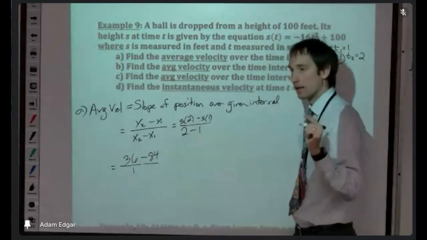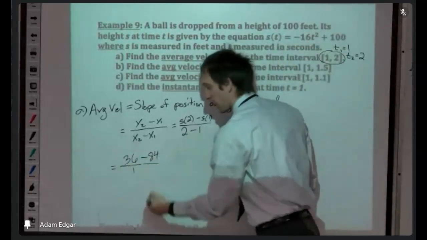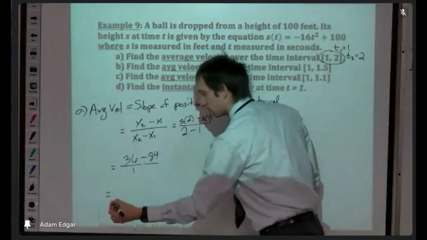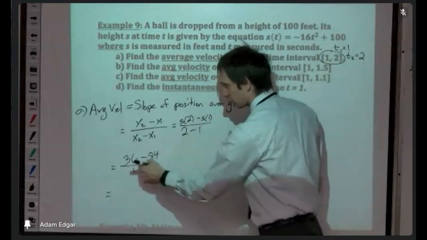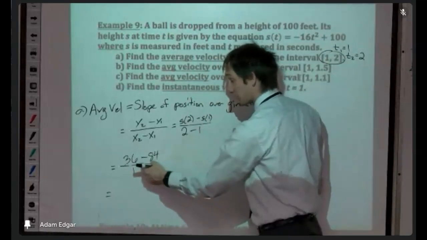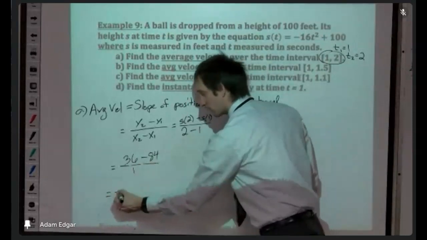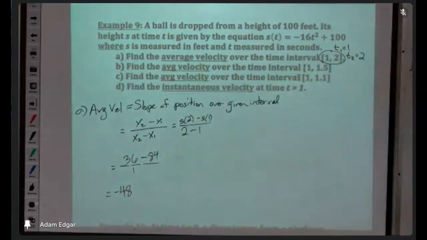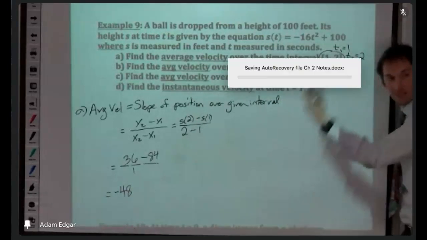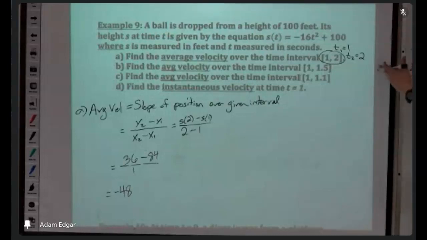And then, what's 36 minus 84? Negative 48, right? So there's our average velocity over this interval of time. From time equals 1 to time equals 2, our ball is falling at an average speed of 48.